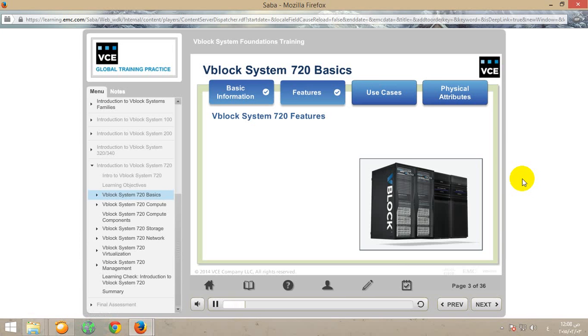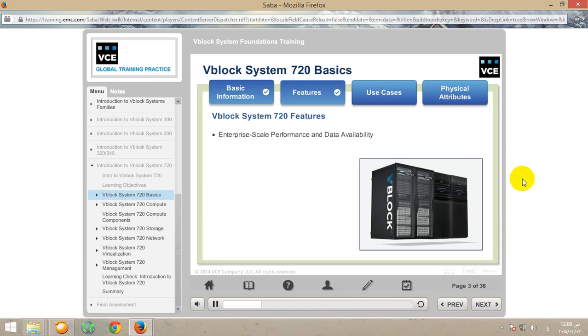V-Block System 720 is a modular platform with defined scale points that meet the high performance and availability requirements of an enterprise's business-critical applications. Its features include enterprise-scale performance and data availability.